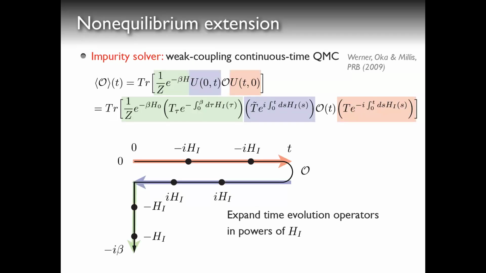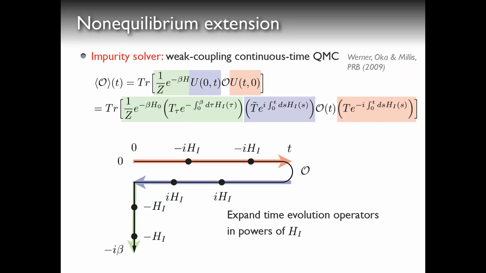Now, let me just very briefly sketch three different techniques which have been used as impurity solvers in such non-equilibrium calculations. As the first example, I show the adaptation of the weak coupling continuous time method to non-equilibrium problems. So let's go back to our expression for the time-dependent expectation value of observables. And now in this method, I will switch to an interaction representation where the time evolution between operators is given by the quadratic part of the Hamiltonian. The part h0 gives the time propagation between operators.